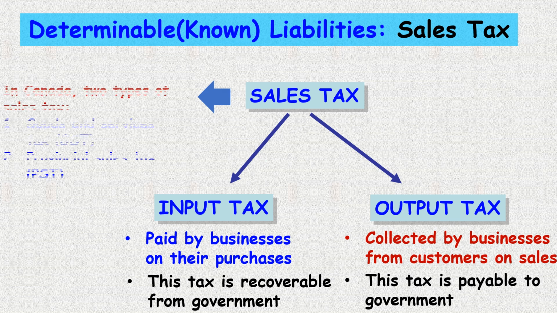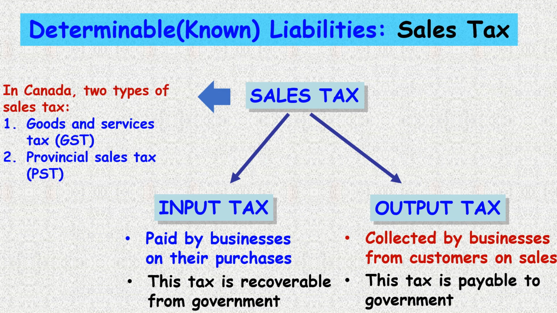In Canada, the sales tax takes the form of goods and services tax, GST, or provincial sales tax, PST. In some provinces, these two are combined into one tax rate known as the harmonized sales tax, or HST. In Ontario, for example, the harmonized sales tax rate is 13%. Now, for us, the important thing to understand is how to do the accounting for input tax and output tax, and then determine whether we have a recoverable from the government or a payable to the government. So let's look at those things, starting with the input tax first.